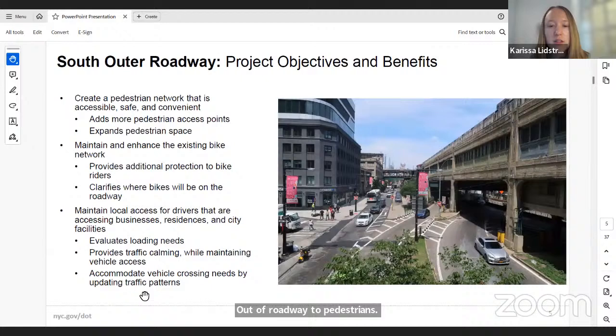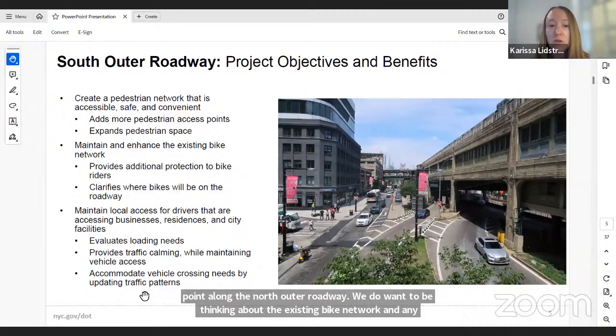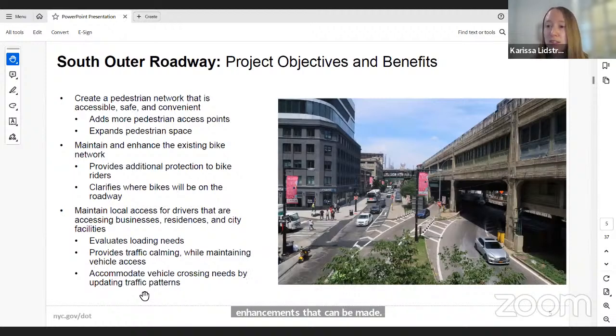And so the street improvement projects, I just want to mention that these are at the street level. We do have some goals and objectives that we're thinking about with these proposals. One of those is creating a pedestrian network that is accessible, safe, and convenient. While we're not relocating where bikes will access the bridge, there will still be the access point along the north outer roadway. We do want to be thinking about the existing bike network and any enhancements that can be made. And then we also want to maintain local vehicle access to businesses, residents, and any city facilities along these blocks.